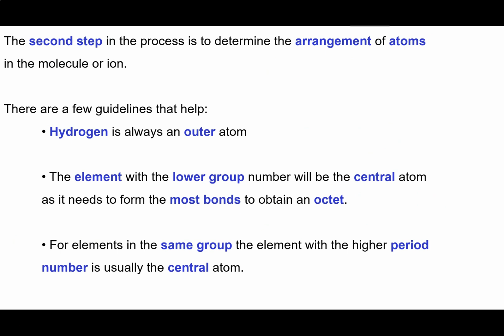Okay, so once I've got my tally of electrons, what I want to do then is get the basic arrangement of atoms. What we're going to have is 1 atom that goes in the middle, and a bunch of atoms, up to 4, that go on the outside. Now, we've already seen that hydrogen's always an outer atom. So that can sometimes help. It doesn't help us in the case of carbon tetrachloride because there's no hydrogen, right? But it would help us to know the arrangement of atoms in something like water, H2O. We know that the oxygen's got to go in the middle.